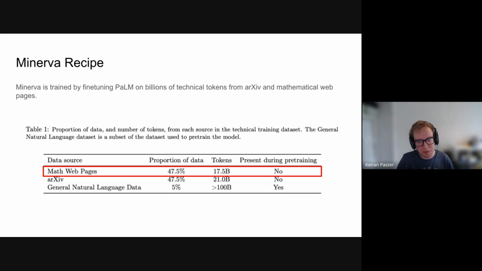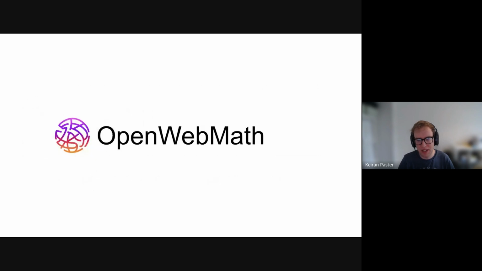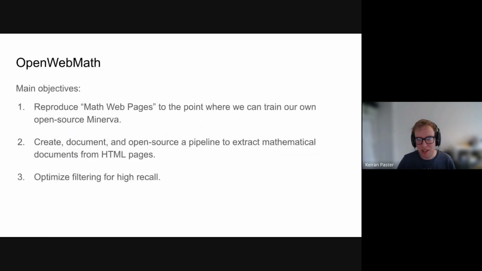And so going back to this original motivation of creating these AI reasoners, no matter how you envision us getting there, I think a good, reasonable thing to do would be to collect as much high quality reasoning data as we can. And so this is where this project comes in. We basically do this with OpenWebMath.